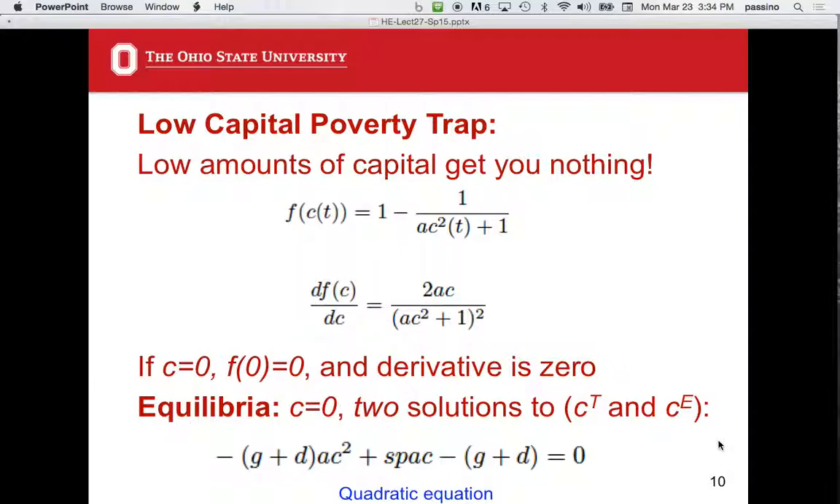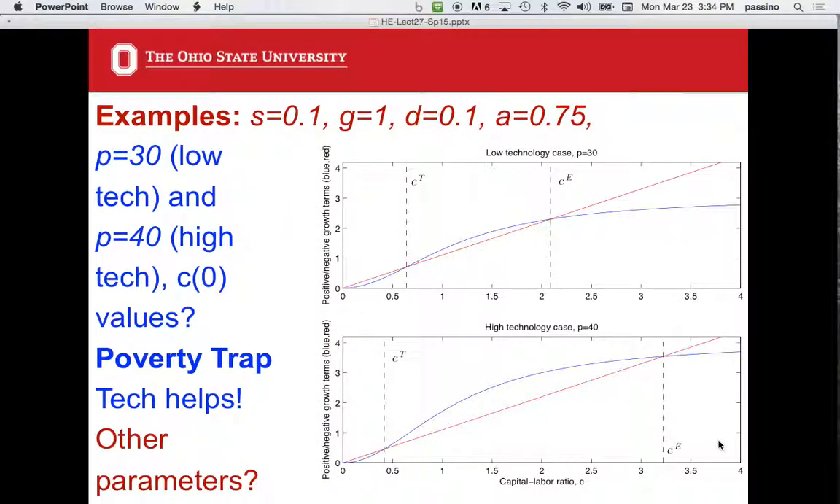Okay? And then we'll get those equilibria. I'll just do it computationally. So there's my numbers, and then I'm going to consider different values of P. So the first plot here shows C along here on the horizontal axis, and then I've got my favorite blue and red lines, okay?